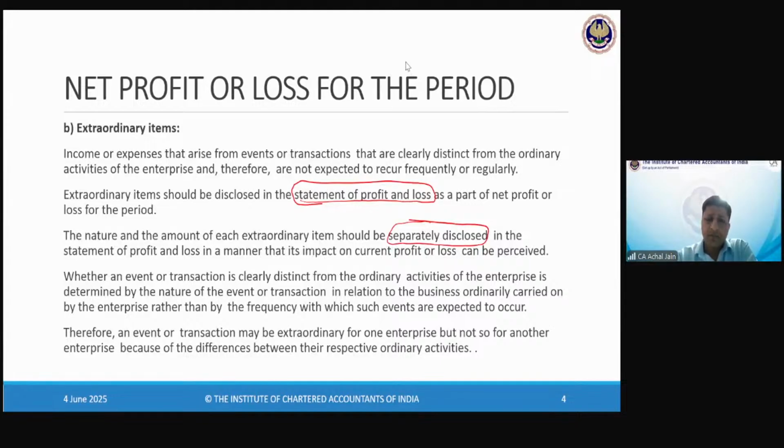Now, moving on to exceptional items. What is your understanding of exceptional items? And how do you record exceptional items? Both the things. Quickly. Who will answer this? How do you define an item to be an exceptional item? And what is the accounting requirement in such a case for exceptional items?